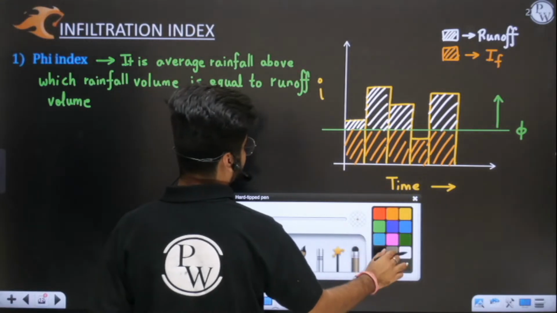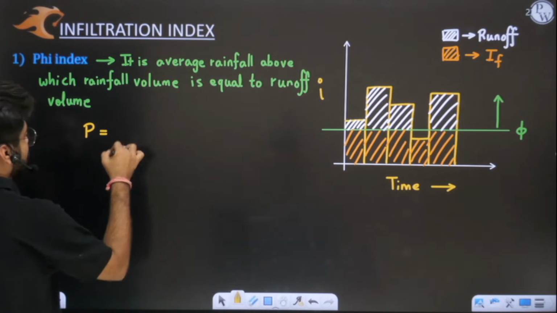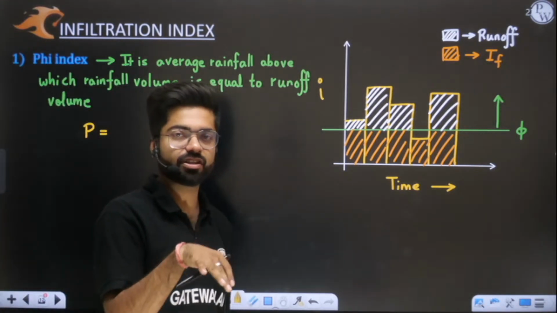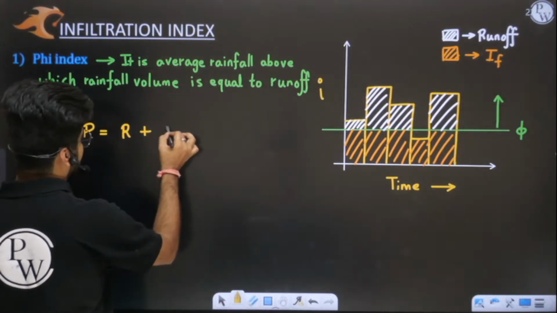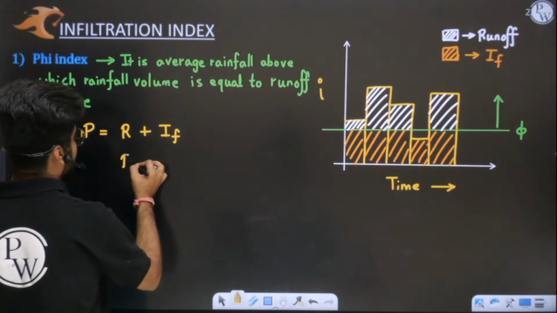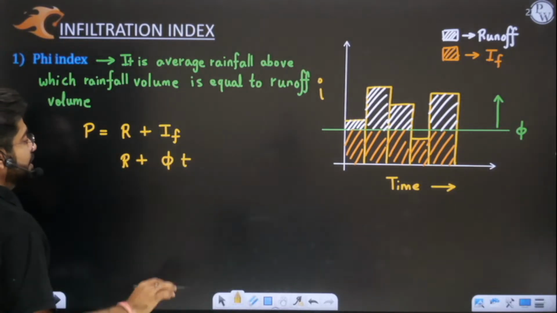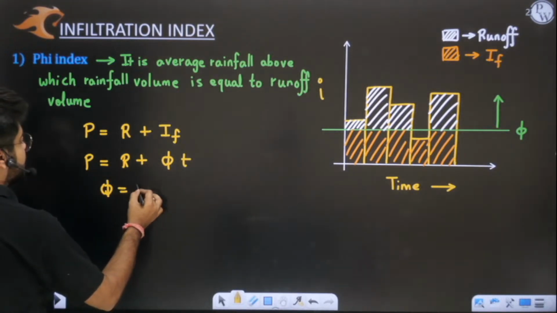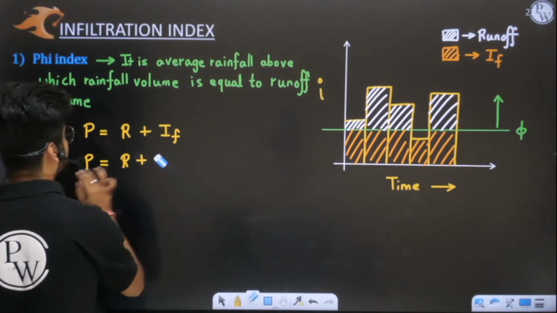Now most importantly, the formula for phi index. You all know that total precipitation has two components. One is infiltration, next is runoff. Some part will go into runoff and some will go into the ground. So this infiltration part is phi into T, infiltration index multiplied by time. So from here, the value of phi which you will get is P minus R upon T.